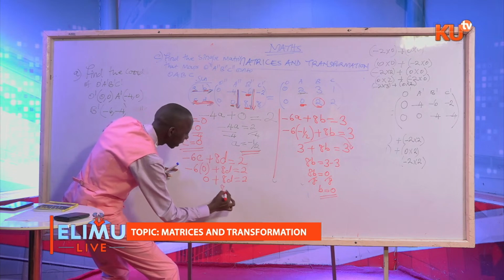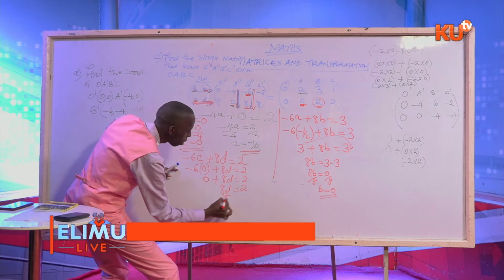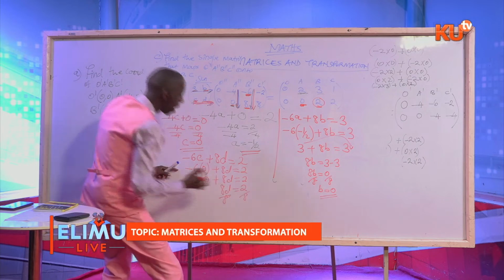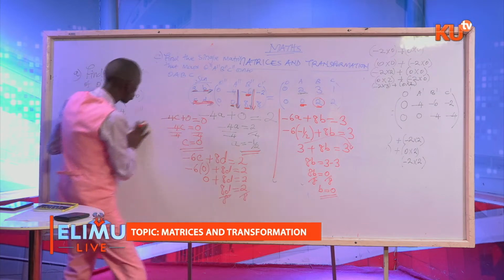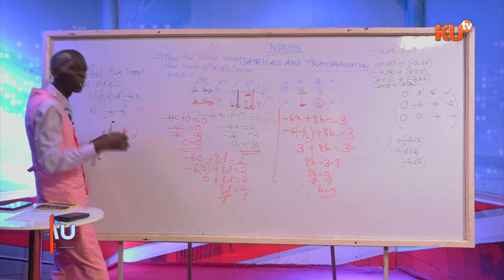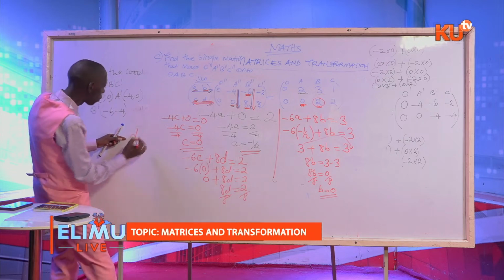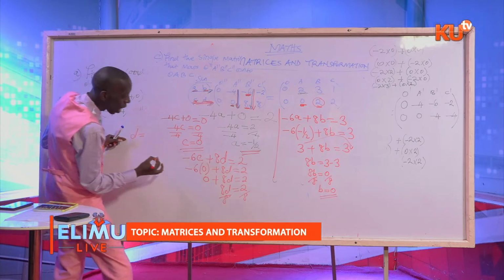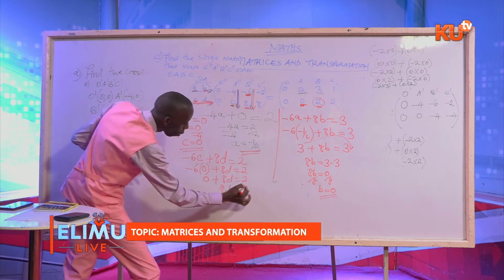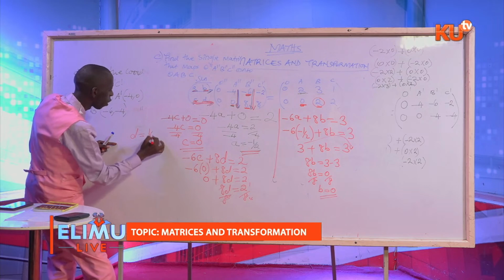Therefore, 8D is equals to 2. Divide both sides by 8, and we'll get our D. Not our D, the D of the question. I know you will get the A's in your exams, not D's. So we'll get the D of the question as 2 over 8, which is 1 over 4.